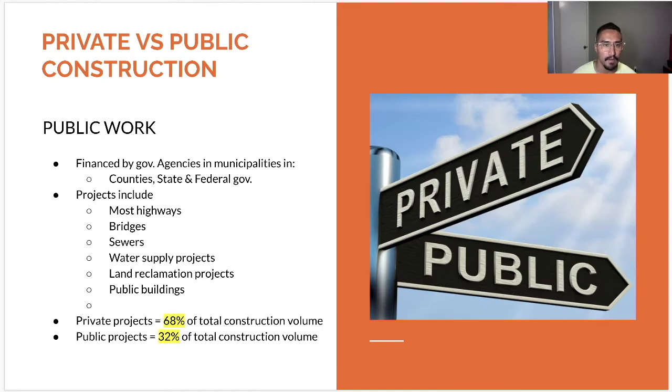So now let's look at public versus private construction. Construction is financed by government agencies in municipalities and counties, state, and the federal level. These projects include highways, bridges, sewers, water supplies, land reclamation projects, and public buildings. An important note on this is that private projects are 68% of the total construction volume, and public projects are the remaining 32% of the construction volume.